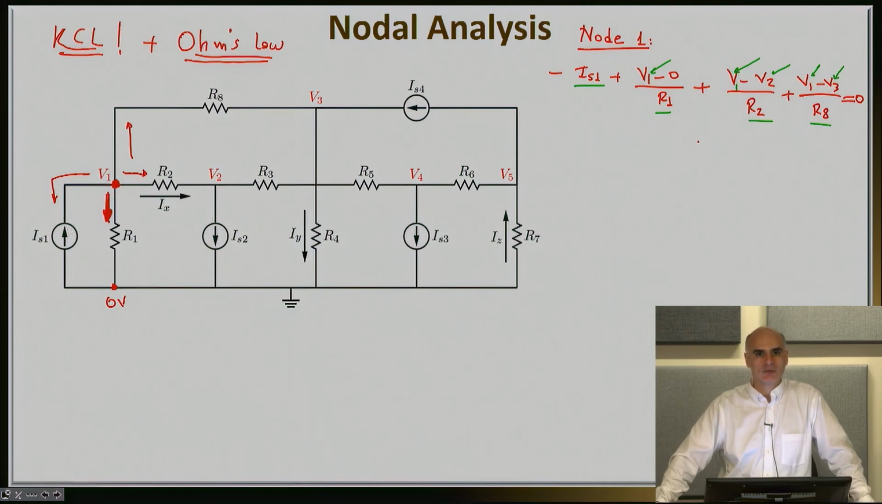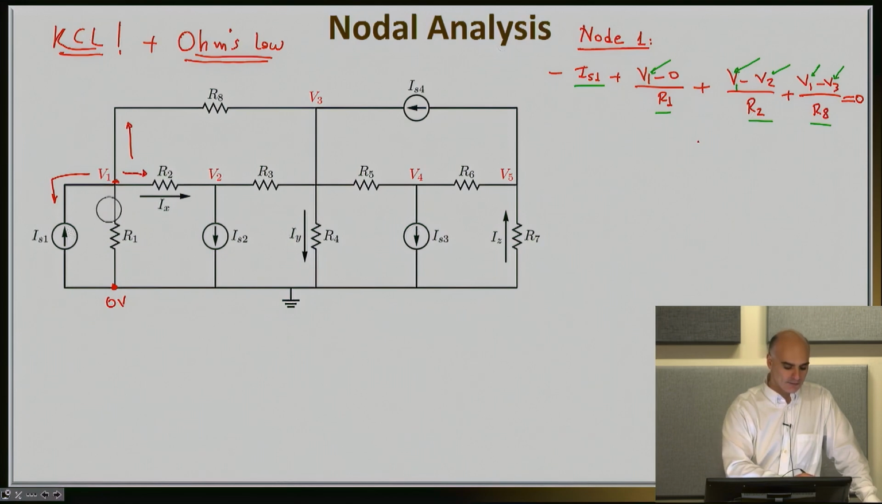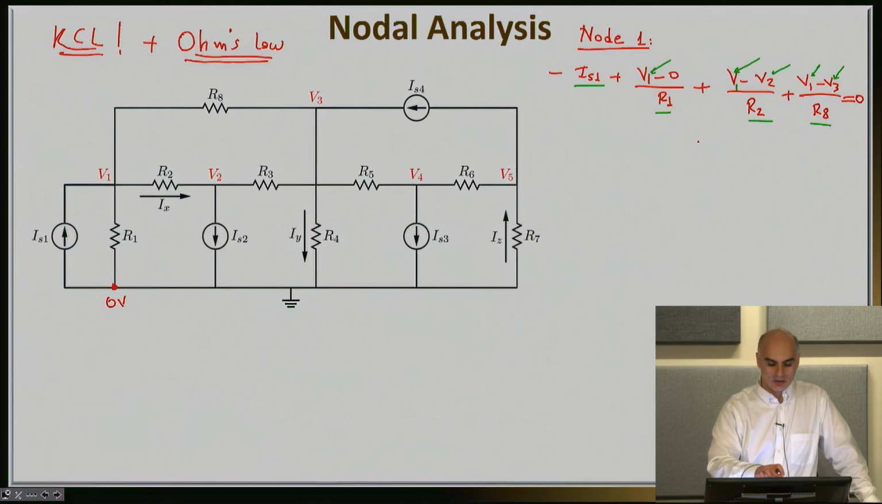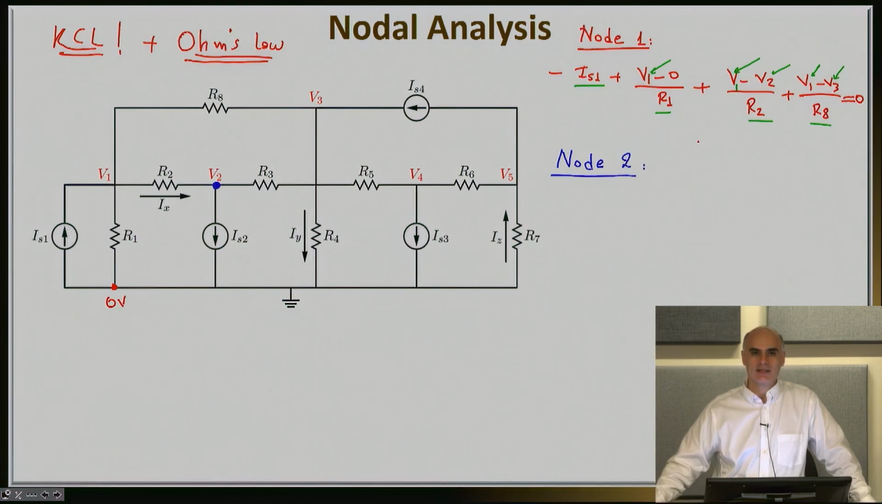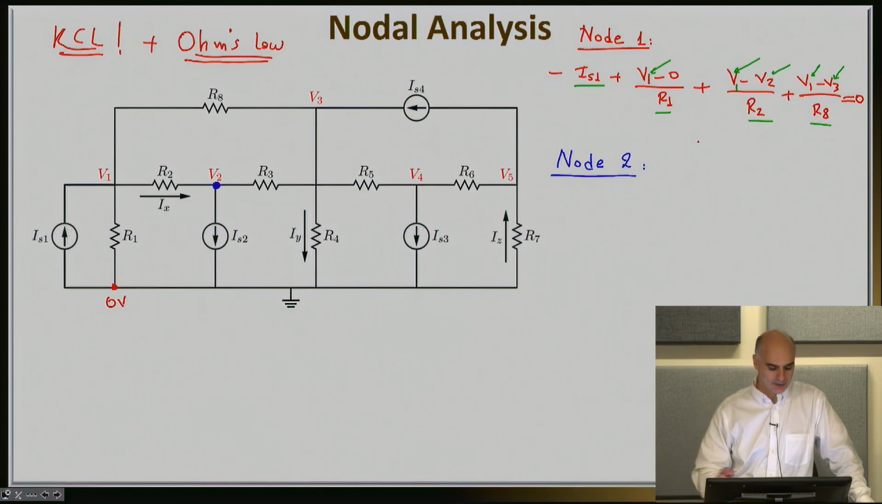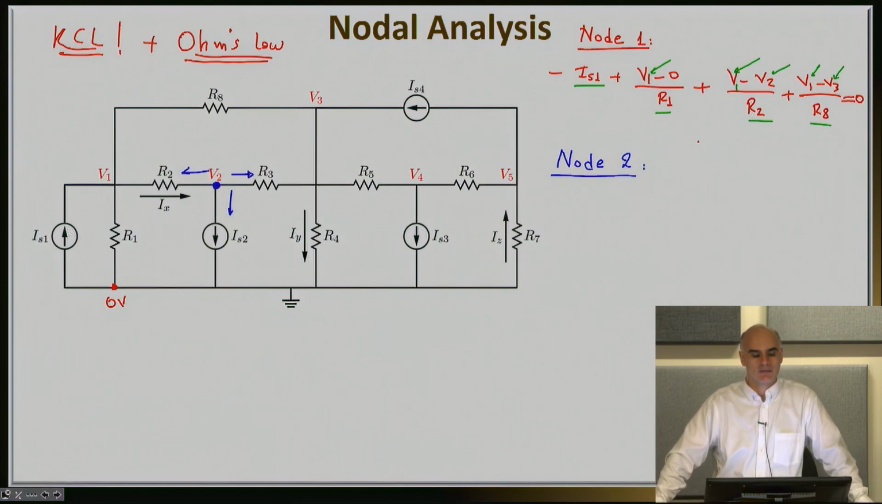Now I'm done with node 1, so let me go ahead now and focus on node 2. So I'm going to get rid of my markings here for node 1, and I'm going to focus my attention on node 2, which I will mark with the blue color. So let's basically now repeat the process for node 2. KCL says that all the currents leaving that node must add up to 0. So I'm going to mark with blue color all the currents leaving this node. Here are the three currents leaving the node.